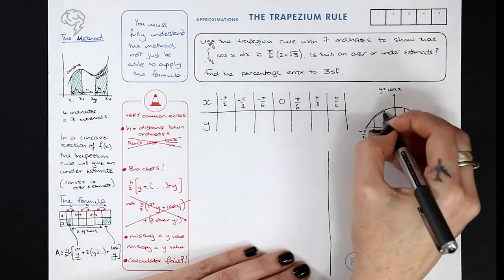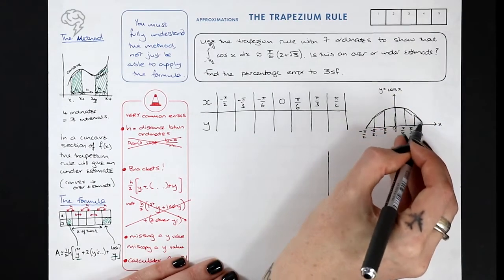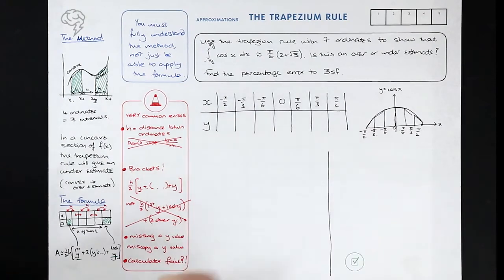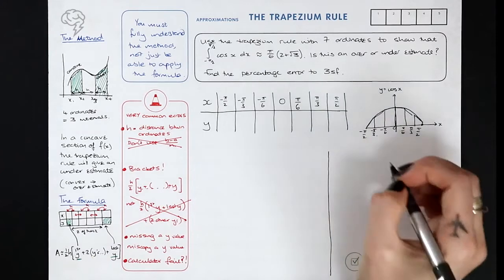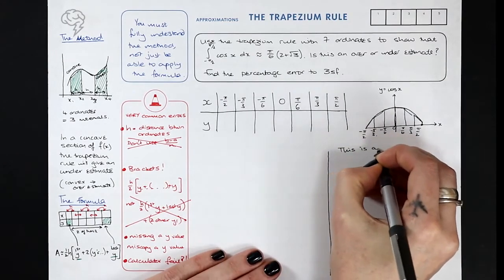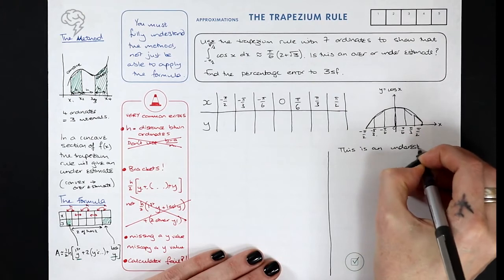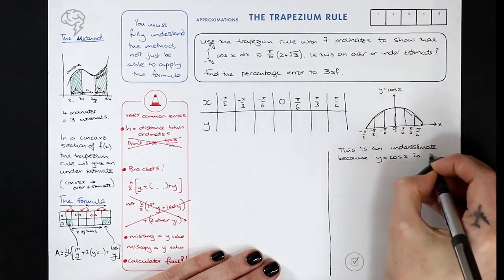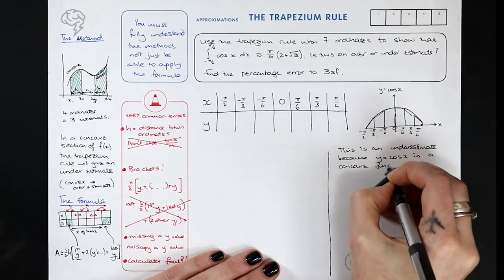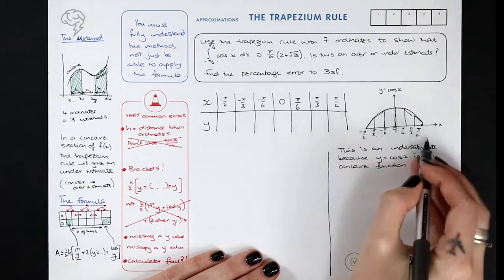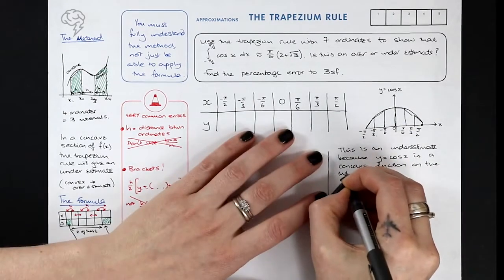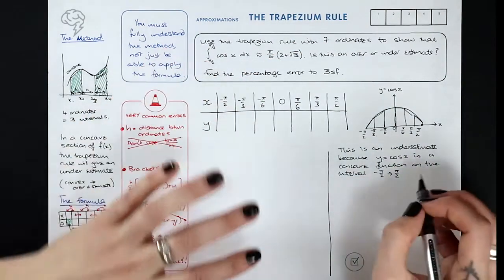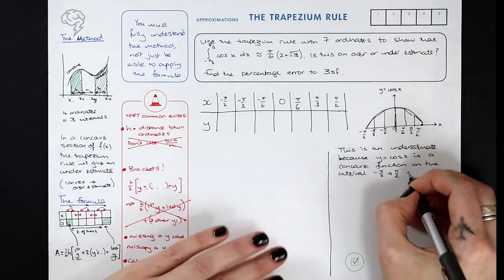So this is what we are basically finding the area of. Now you can see already that what we're going to get is going to be an underestimate, and that is because the curve is concave. So it's concave from minus pi by 2 to pi by 2. And then I'm just going to explain to the examiner what I mean, just so they know I'm not bluffing. That means that the trapezia will lie under the curve.